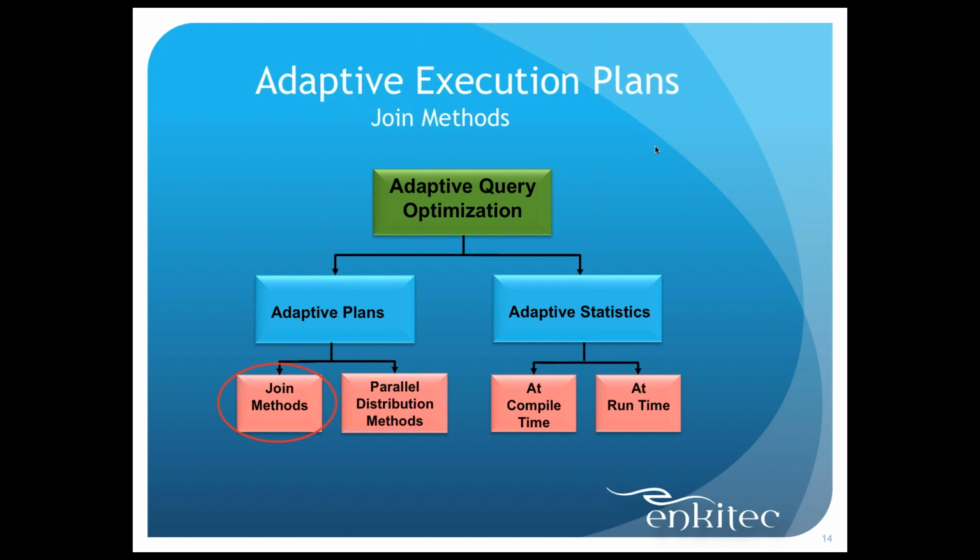All right. The first topic we're going to cover is the join methods part of adaptive plans. There are basically two main parts to adaptive plans. One is the join methods, so nested loops versus hash joins, and the other is a parallel distribution method that it can change on the fly. So let's talk about the join methods first.